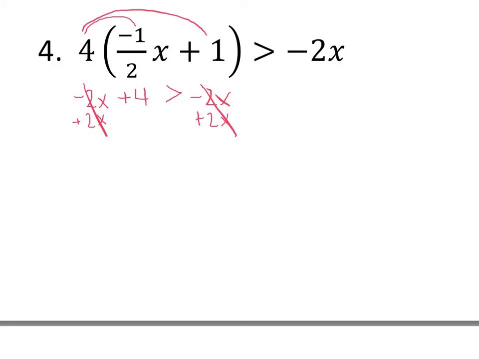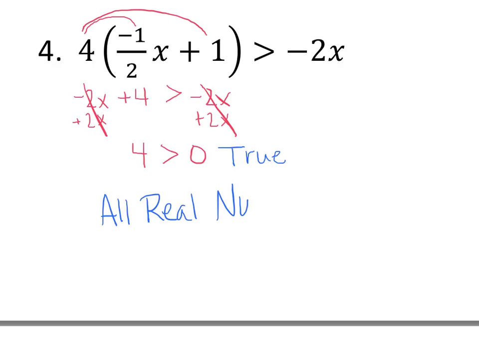That means I have 4 is greater than 0. Okay, is that a true statement? Yes, it is. That is a true statement. 4 is bigger than 0. It's greater than 0. If this is the case, your answer can be any number whatsoever. I can take any number and plug it into that x and make that a true statement. So what the answer is going to be is all real numbers, meaning I can plug in any real number to this inequality and it is correct.